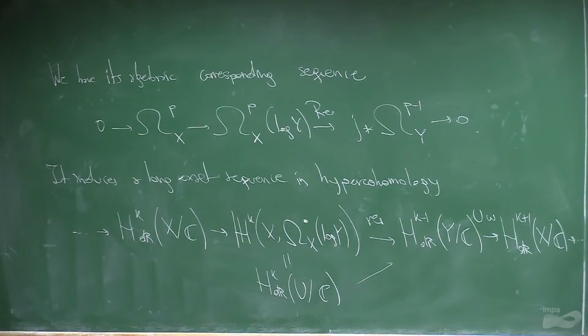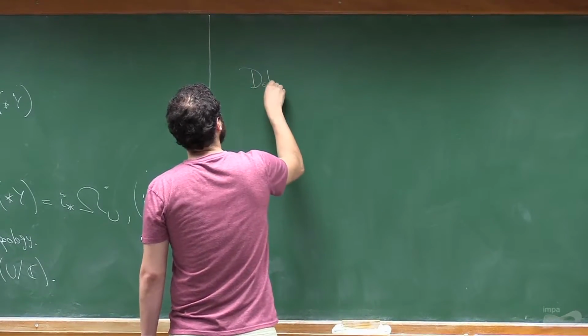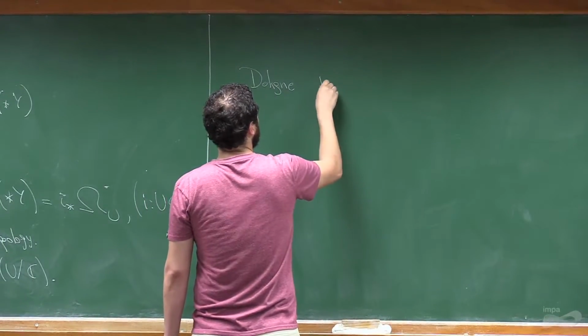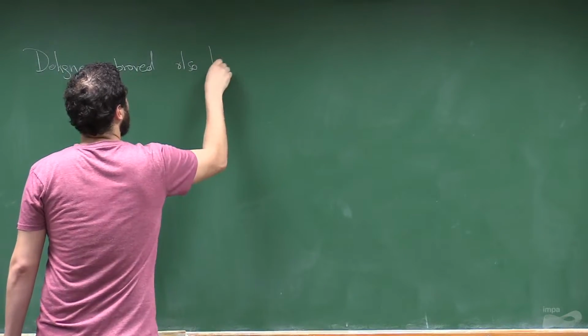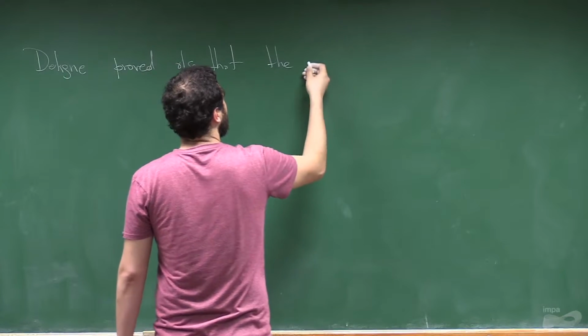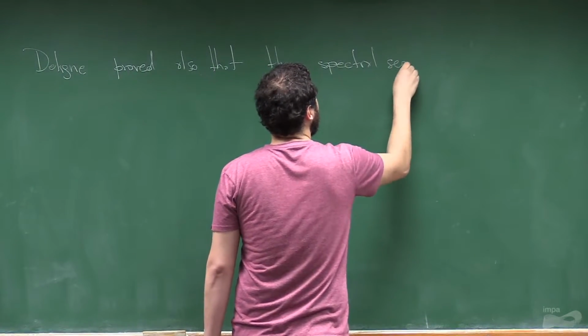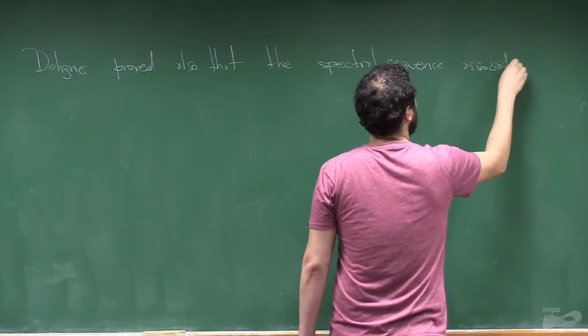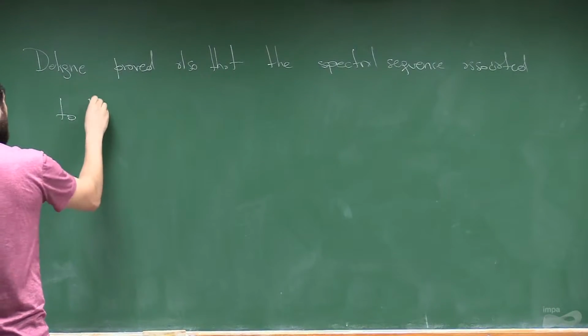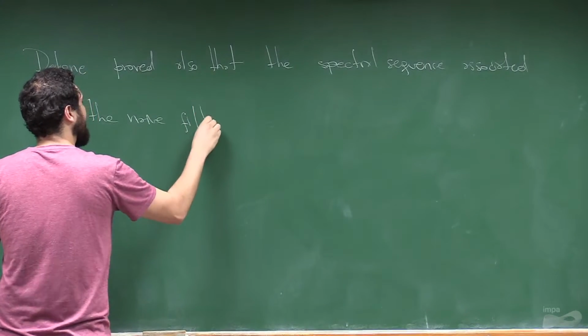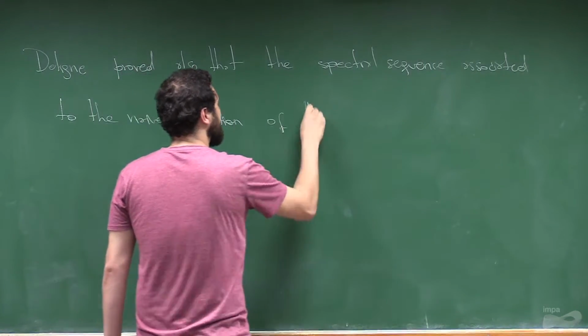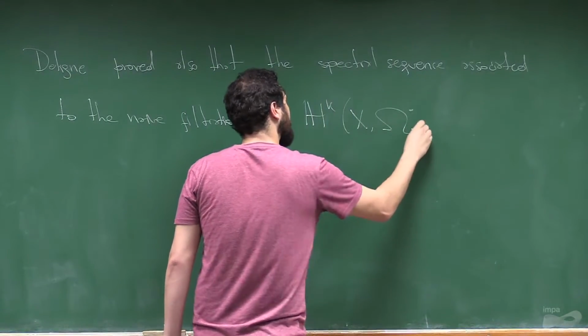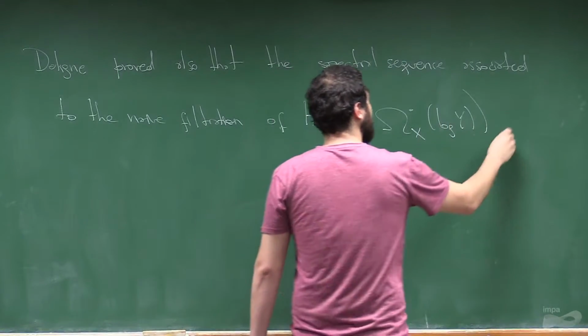Okay, so using this sequence, well, what Deligne also proved, this is something that I won't prove, is that the spectral sequence associated to the naive filtration of these hypercohomology groups degenerates at E1.